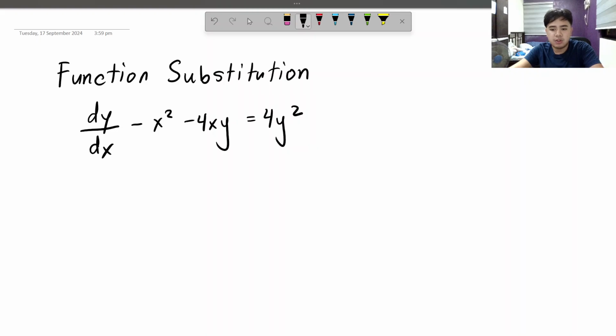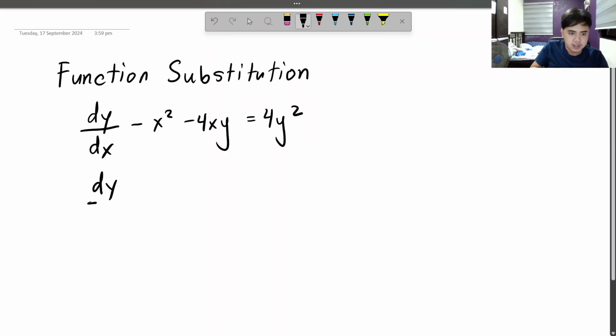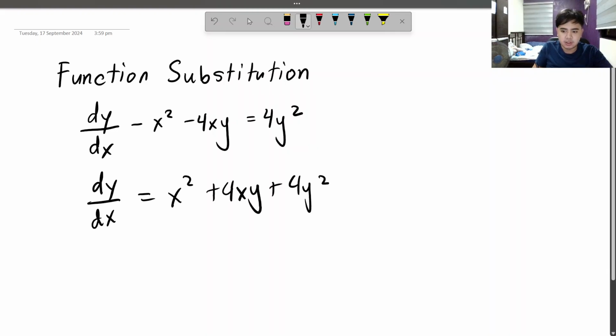Now, in this video, we're going to be discussing function substitution differential equations, which is a special kind of differential equation. I will explain as we get along in solving dy over dx minus x squared minus 4xy equals 4y squared. Now, let's try moving everything to the right-hand side. So, dy over dx equals x squared plus 4xy plus 4y squared. This is equal to (x plus 2y) squared. You can check that.